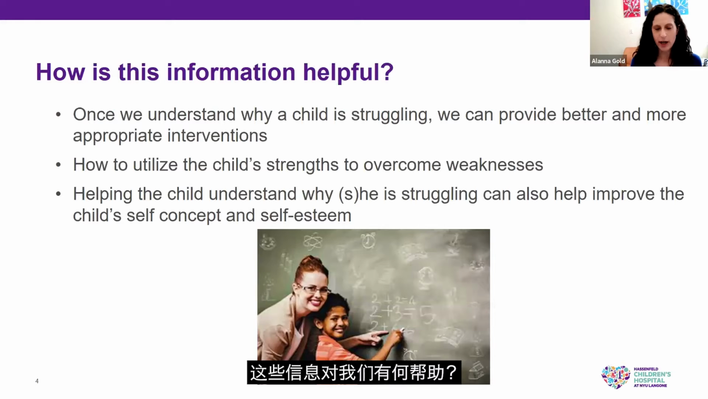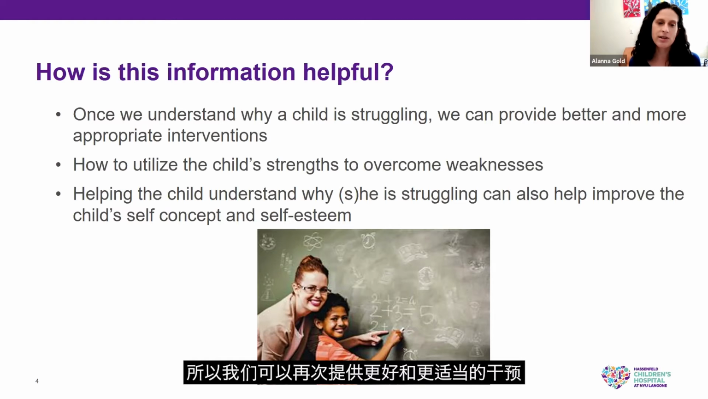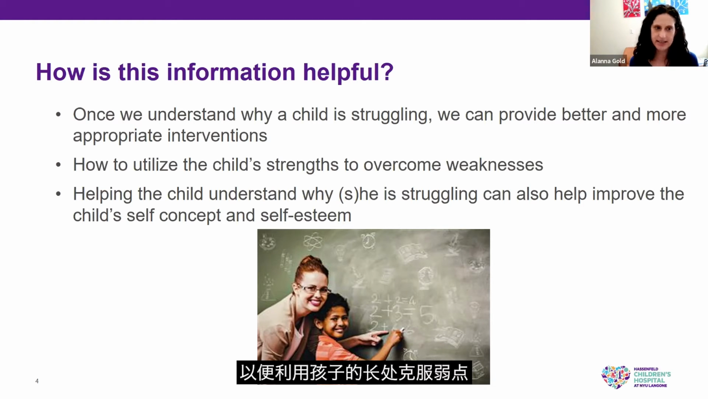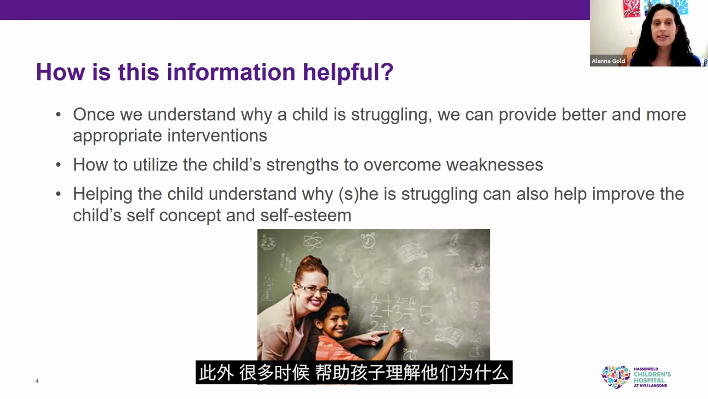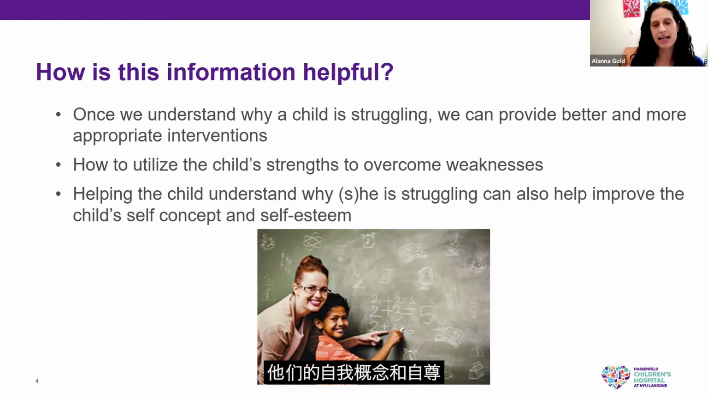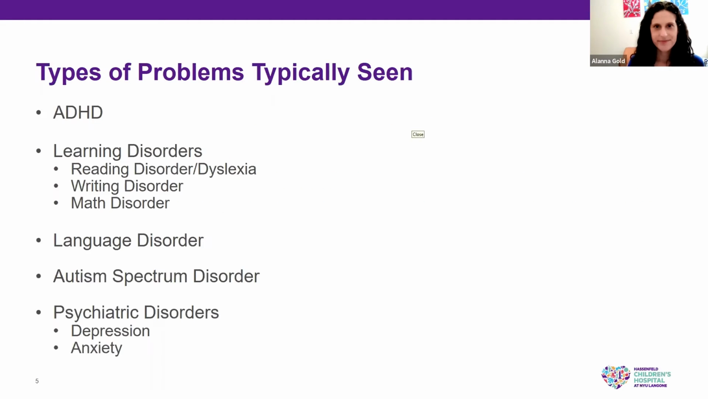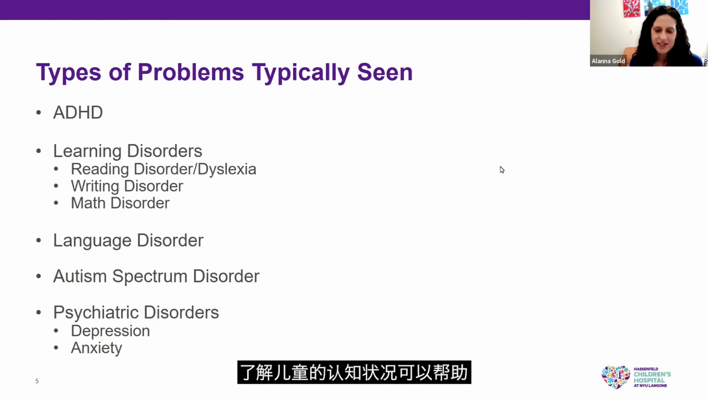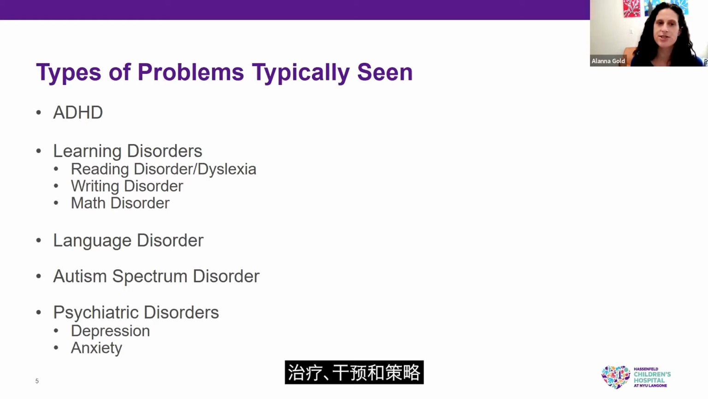How does this information help us? Overall, it really helps us understand why a child is struggling so we can, again, provide better and more appropriate interventions in order to use the child's strengths to overcome weaknesses. Additionally, a lot of times helping the child understand why they're struggling can also help improve how they feel about themselves, their self-concept, and their self-esteem. Understanding a child's cognitive profile can help us provide proper diagnosis and therefore appropriate treatment, interventions, and strategies.